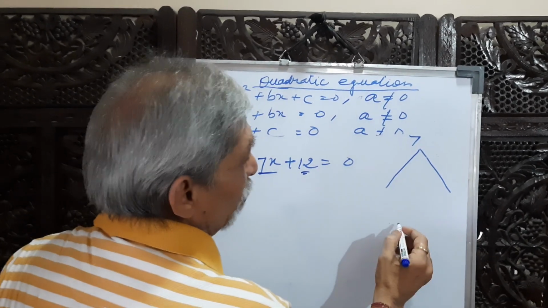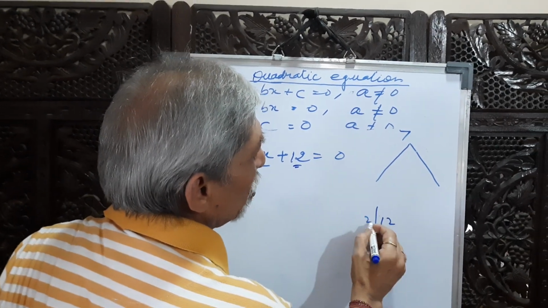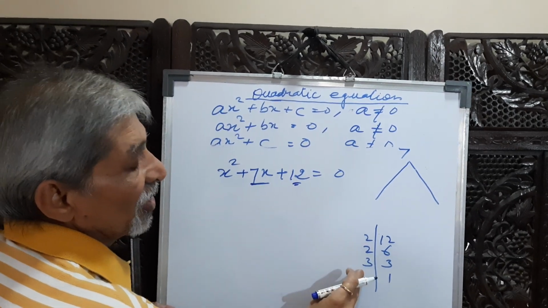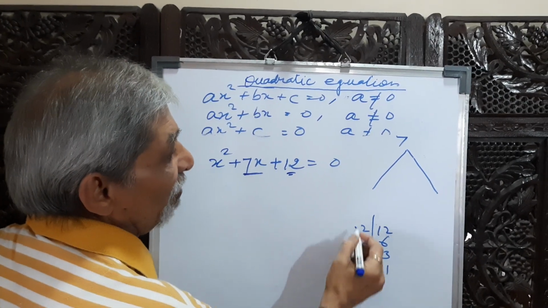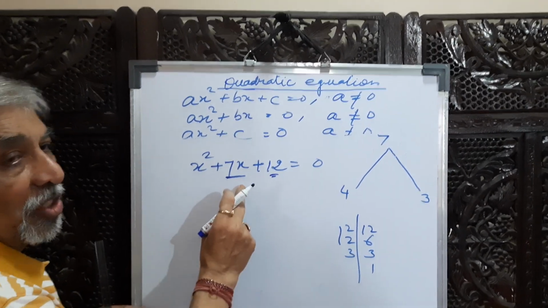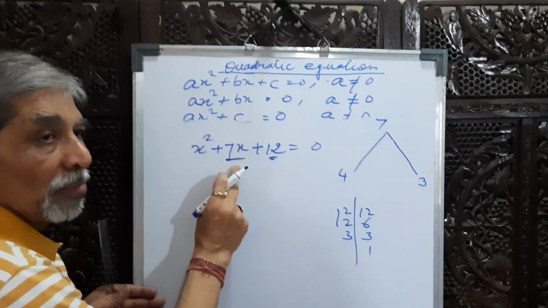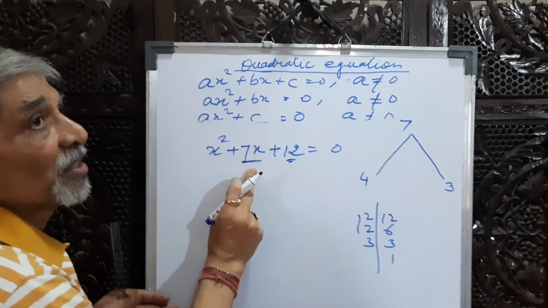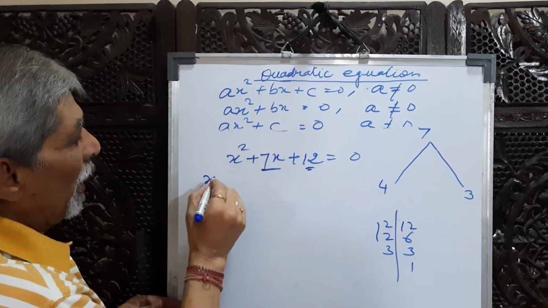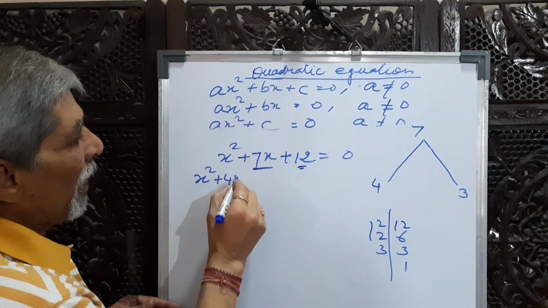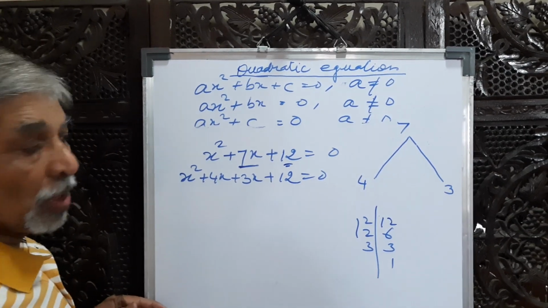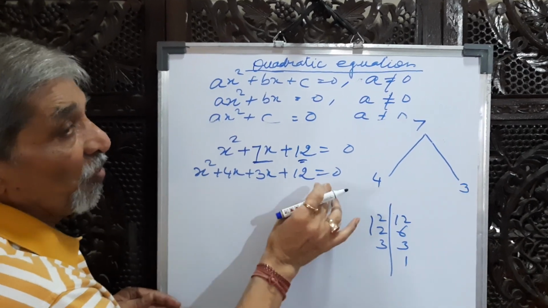The method is you factorize 12 first and see what are the two terms which will give the product of 12. 12's factors are 2 sixes, 2 threes, 3 fours. 3 and 4 give 12. So here we can split it into 4 and 3. Now after splitting, x squared plus 4x plus 3x plus 12 equals 0. Here we had 3 terms, here it became 4 terms.